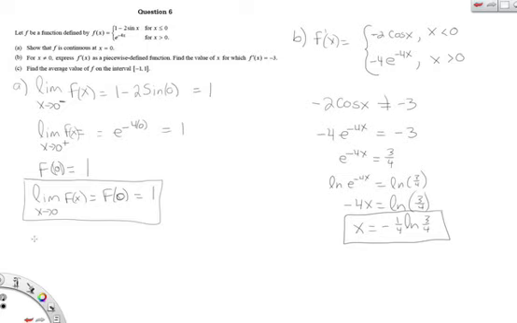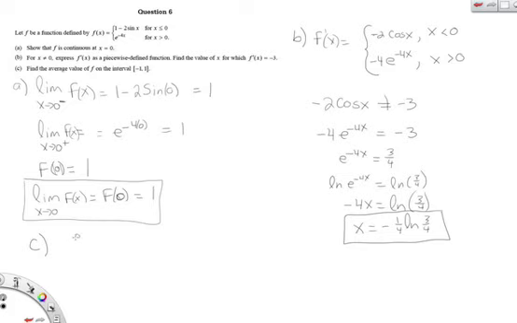Okay, so now we get to part C. Part C says find the average value of f. So that simply means I have to add up all the f's. So that means integral. The only annoying part is it's going to span two different functions. So I'm going to have to do two different integrals.